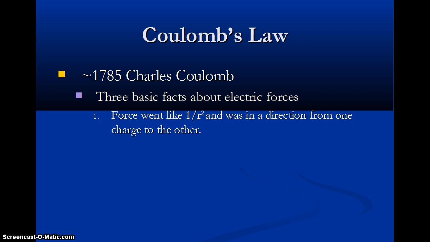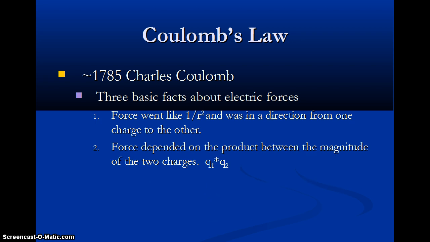So the force goes like 1 over that distance squared. So if you go twice as far away, it'll be 1/4 the force. And the direction is always along the same line between one charge to the other. Right? You put two charges along the x-axis, they aren't going to start deflecting along the y-axis. All right, and the force depended not just on one of the charges, but the product between the 2 charges, Q1 times Q2. And he once again showed that like charges repel, opposite charges attract.